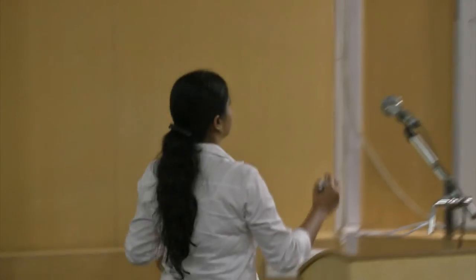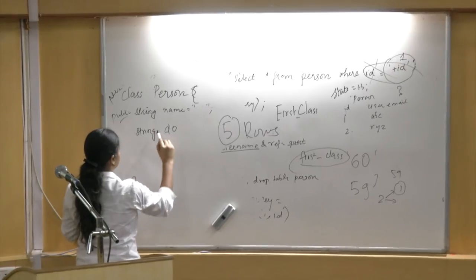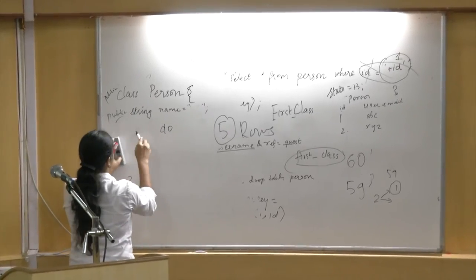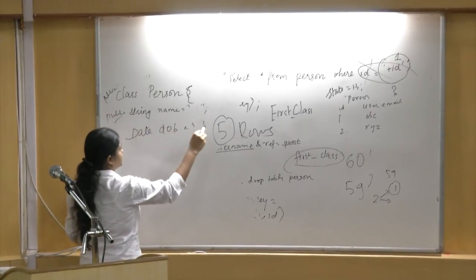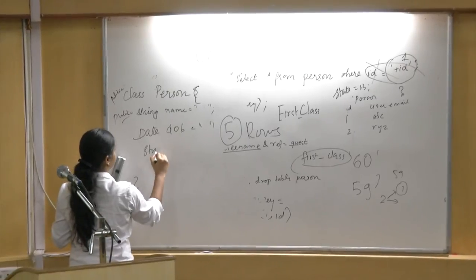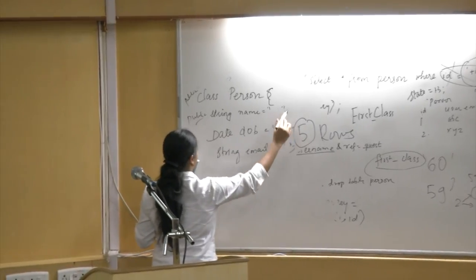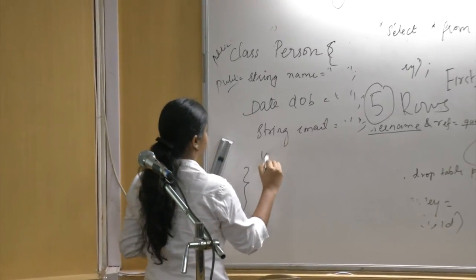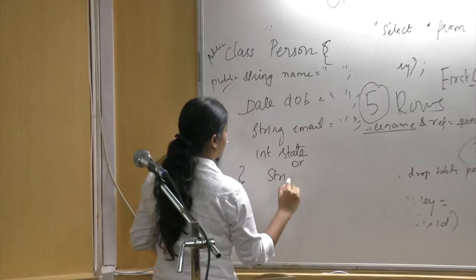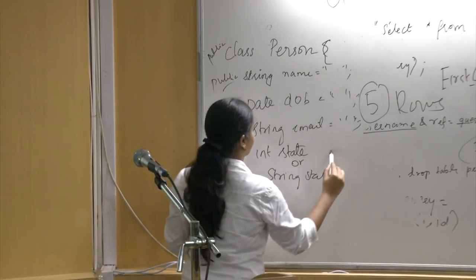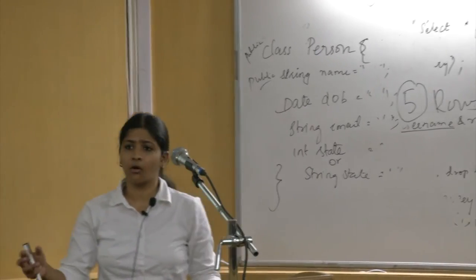Say for example, this person will have a name, a date of birth, an email, and a state. This you call a bean class. You define the variables of that object.